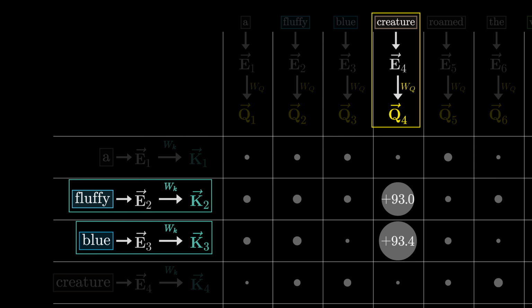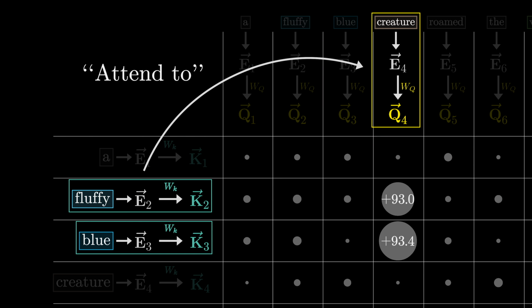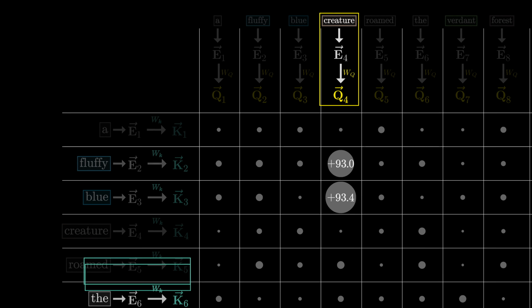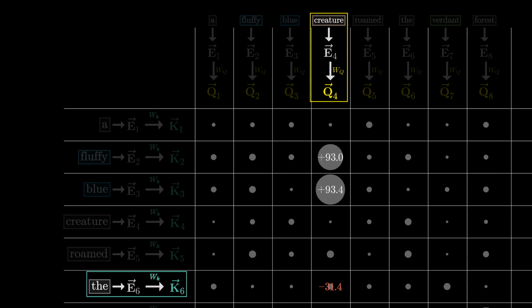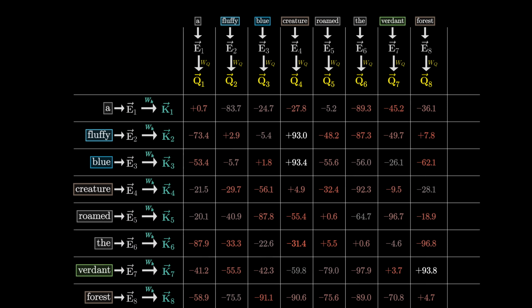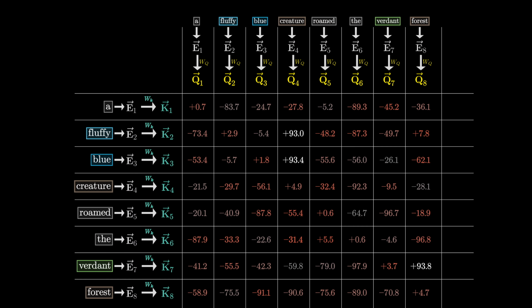In the lingo, machine learning people would say that this means the embeddings of fluffy and blue attend to the embedding of creature. By contrast, the dot product between the key for some other word, like the, and the query for creature, would be some small or negative value that reflects that these are unrelated to each other. So we have this grid of values that can be any real number from -infinity to infinity, giving us a score for how relevant each word is to updating the meaning of every other word.